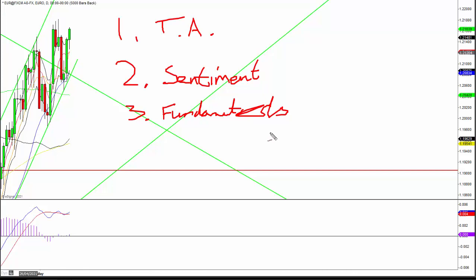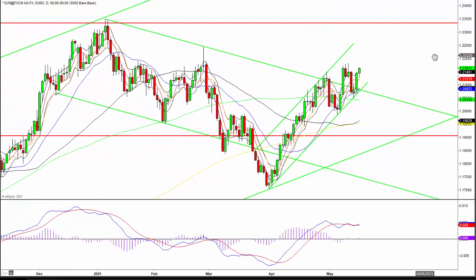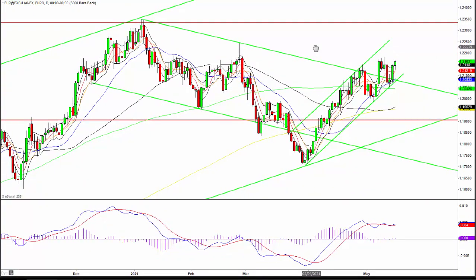But I'll go through a little bit of the fundamentals and maybe some of the things that I'll look at and be aware of when it comes to those as well. But mostly it's going to be technical analysis, of course. Now, so we'll start off with the fundamentals.